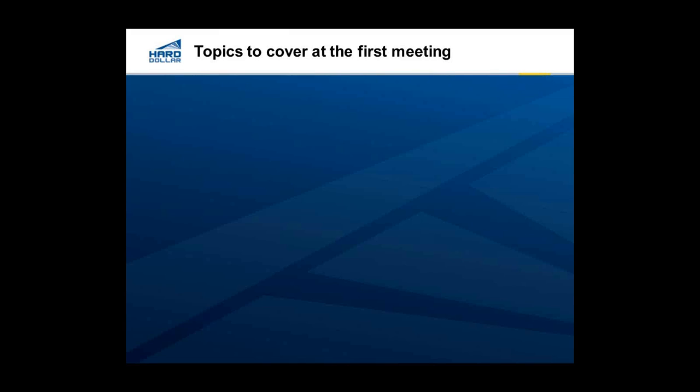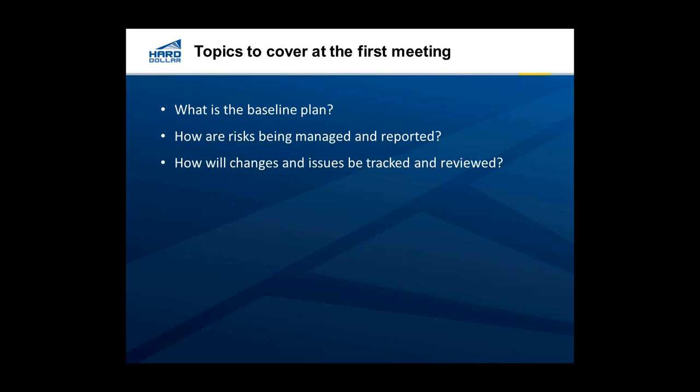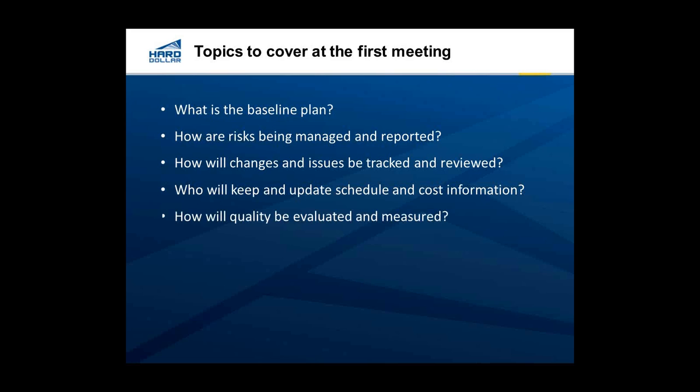Some tips to cover at the first meeting, because we want to establish the way this meeting is going to go, so it's not wasting anyone's time. First of all, we need to establish the baseline of the project. Then, how are risks being managed and reported? We need to have the risk manager there with responsibility for that, along with the change control manager that handles the changes and the issues. Then make sure we have the right team in place to monitor and update our schedule and cost information. We also want to make sure we aren't sidestepping quality, and that we have assigned someone to monitor the quality as well.